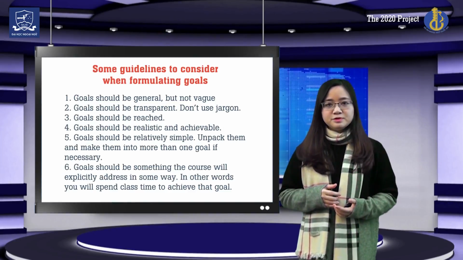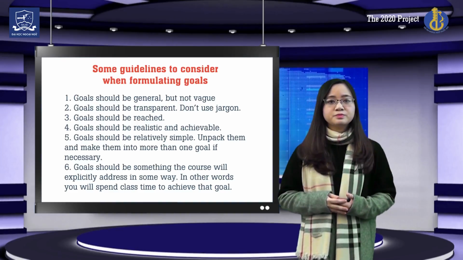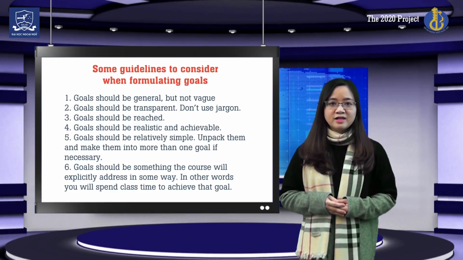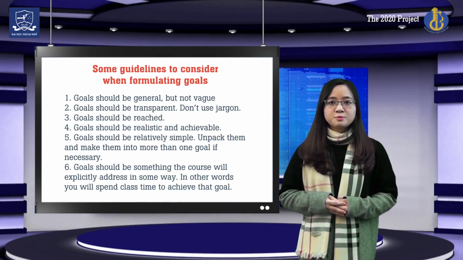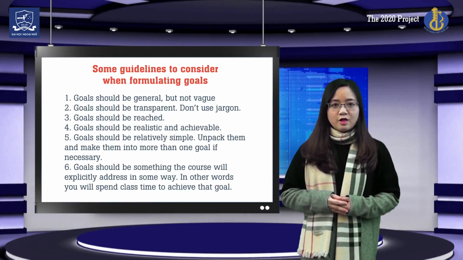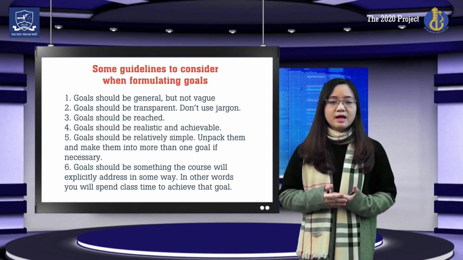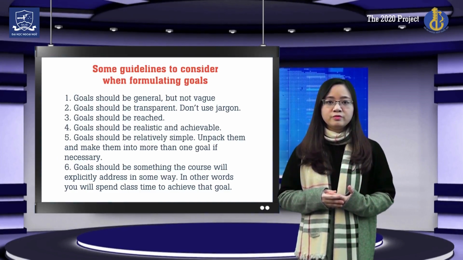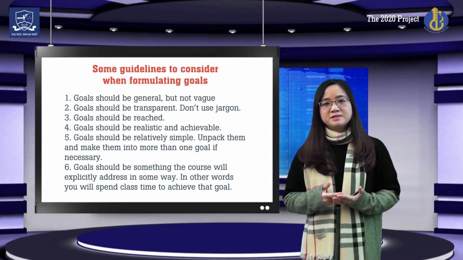To sum up, these are some guidelines to consider when formulating goals. Firstly, goals should be general but not vague. Second, goals should be transparent. Don't use jargon in them. Third, a course is successful and effective if the goals have been reached. Try this formula for your goal: if we accomplish it, will the course be successful?